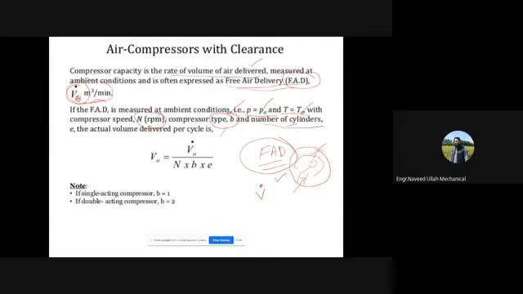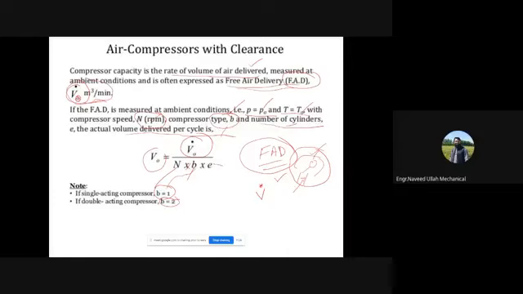So if you encounter these things and you want to calculate the actual volume delivered per cycle, वो क्या होगा? That will be the FAD divided by ये क्या है? RPM, compressor speed, multiplied by ये multiplied है, multiplied by B, that is the compressor type. Double acting है, so in place of B you can put 2. अगर single acting है you can put 1 in place of B. And similarly this E is for number of cylinders.